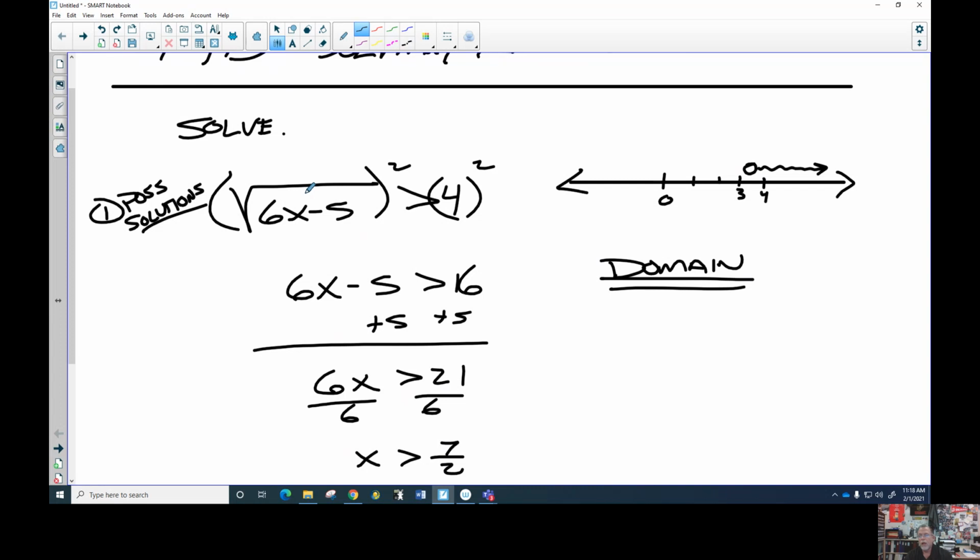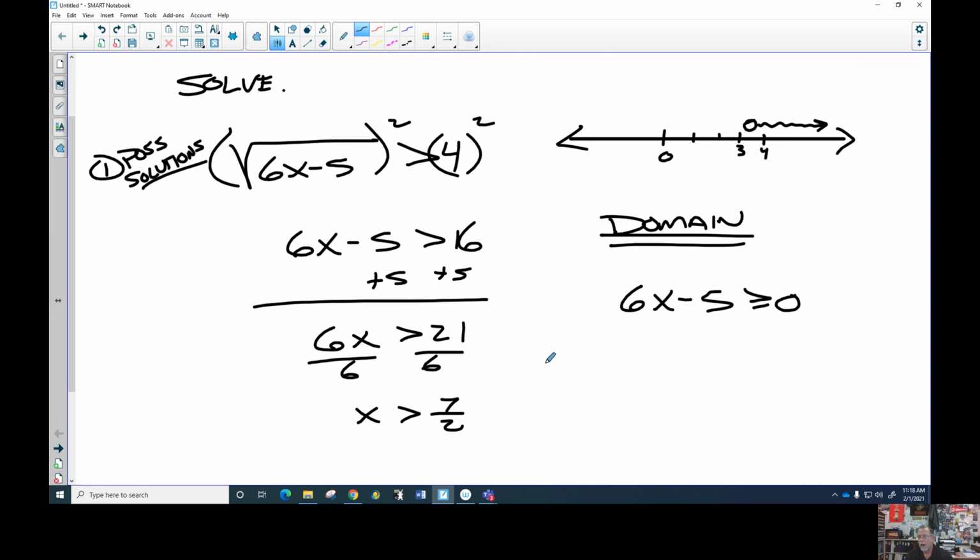So in the real number set, the domain for this radical is where 6x minus 5 is positive, in other words, greater than or equal to 0, right? We can take a square root of 0. We can take a square root of any positive number. So we want 6x minus 5 to be a positive number or 0. That's what this says. So now we have to solve for the domain and find what part of this solution is in the domain, I guess is the best way to put that.